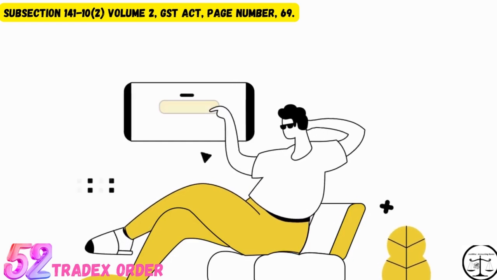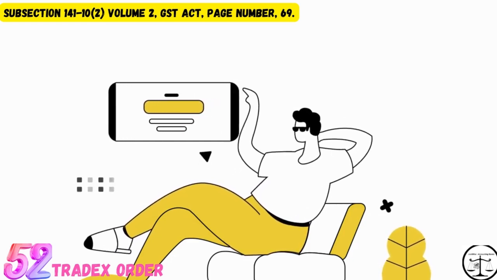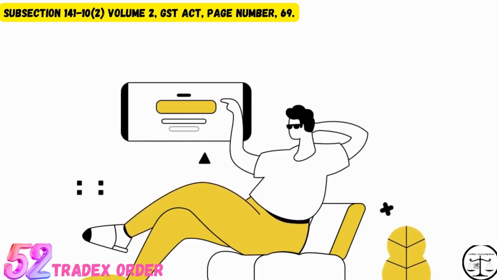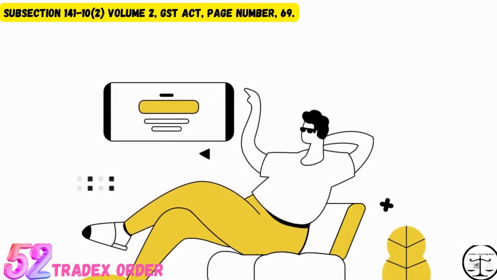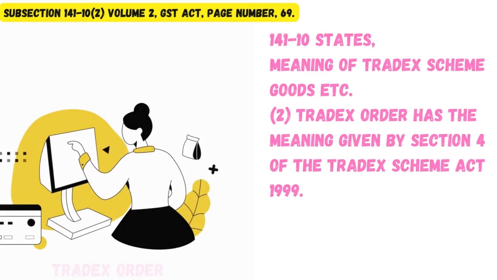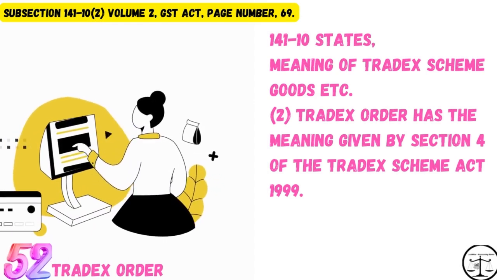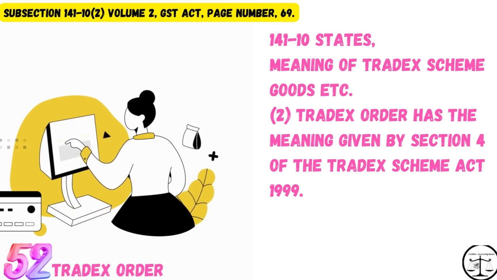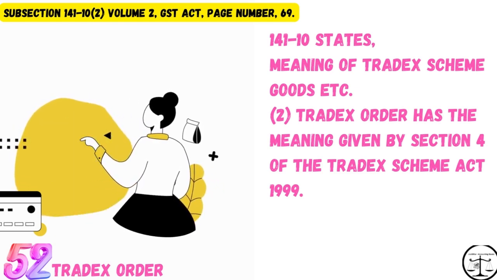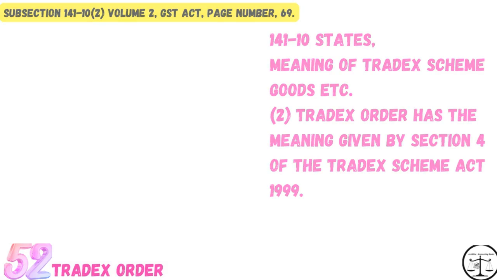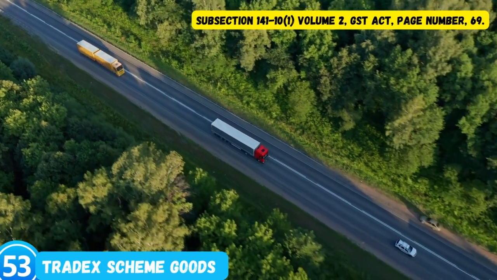Tradex order has the meaning given by subsection 141-10(2). That is subsection 141-10(2), Volume 2, GST Act, page number 69. 141-10 states, meaning of Tradex scheme goods etc. 2. Tradex order has the meaning given by Section 4 of the Tradex Scheme Act 1999. Next word. Word number 53.